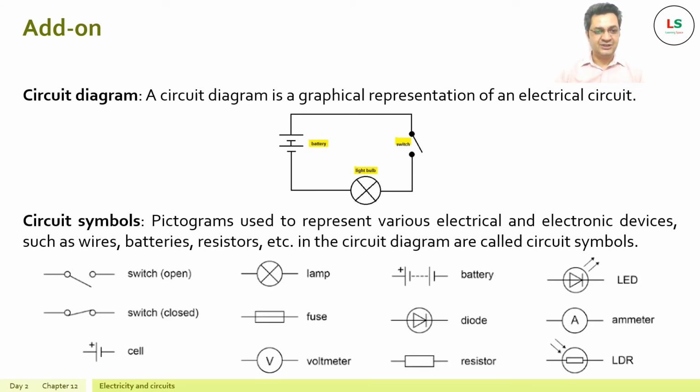Let's have few more of them. So we have switch which is open, we have switch which is closed, we have a cell with a big bar and a small bar, we have a lamp, we have a fuse, a voltmeter, battery which is an interconnection of cells arranged one after the other, diode, resistor, LED, emitter and LDR.